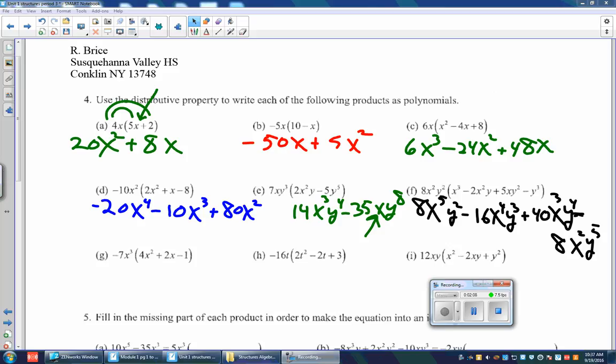Here are the answers for B, C, D, E, and F. I wanted to make sure that you didn't miss that X hiding in there on E. Make sure you have that. And also at the end of F is a minus 8x squared y to the 5th. Make sure you hit pause and check these closely. We'll be going over them in class tomorrow.